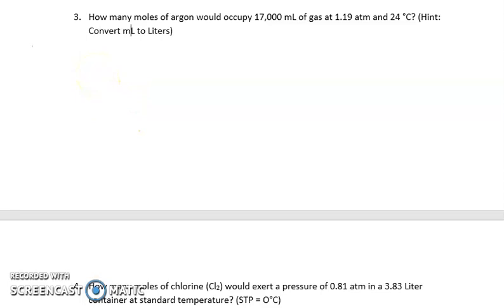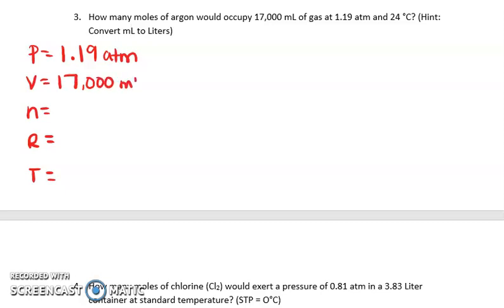So I've got pressure, volume, N, number of moles, R, and T. I'm told my pressure is 1.19 atmospheres. I'm told my volume is 17,000 milliliters, which we want to convert to liters. If you remember from the top, there is 1,000 milliliters in every 1 liter. So then this means I have 17 liters. N, my number of moles, is what I was asked to find.